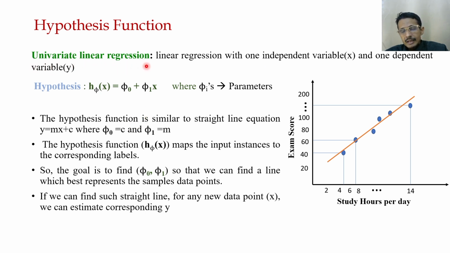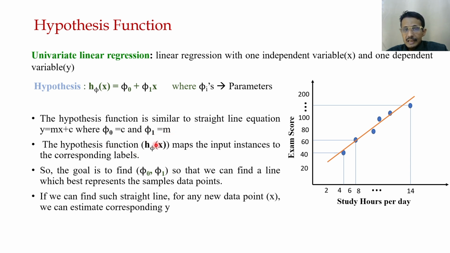Why is it called univariate? Because the x values are single dimension. So it is linear regression with one independent variable x and one dependent variable y. So given x, we have to find the y, and the examples are given in xy format, as you have seen in the last slide. In this hypothesis function, as we defined earlier, h theta of x is equal to theta 0 plus theta 1 x, where theta 0 and theta 1 are the parameters. This function is basically a straight line because it is very similar to y equal to mx plus c, where theta 0 is equal to c and theta 1 is equal to m.